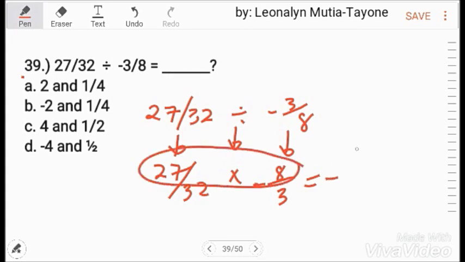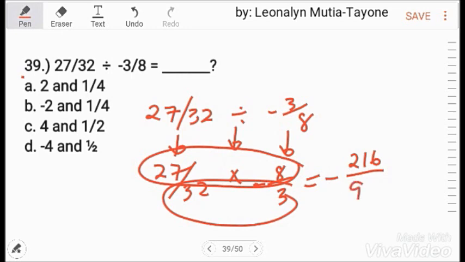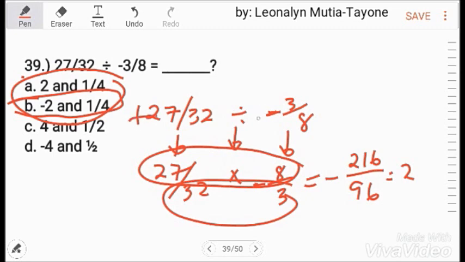Ito ang i-multiply natin. 27 times 8, that is 216. So, 32 times 3, that is 96. 216 divided by 96. 2 ang sagot ito, 2 something. So, dalawa lang naman ang 2 dyan. So, letter B na ang sagot dito kasi negative yan. Positive divided by negative. So, negative. So, ang answer dito ay letter B.